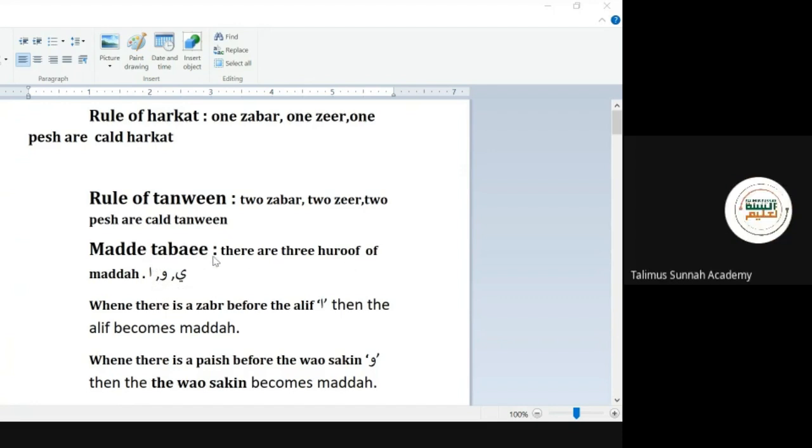Again, there are three huruf of mad: alif, waw, and ya.